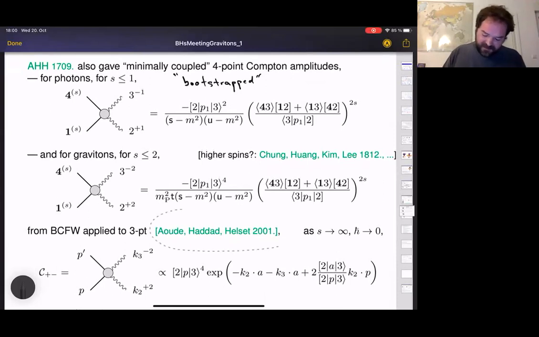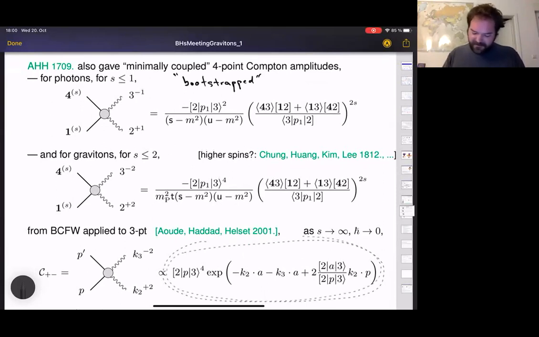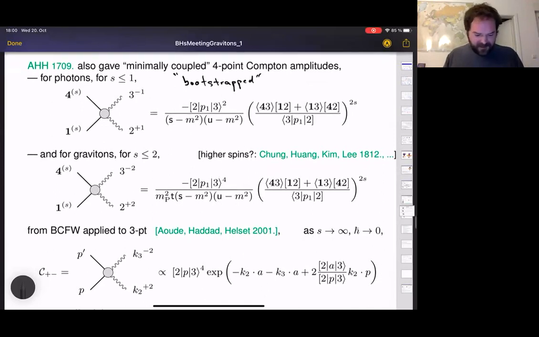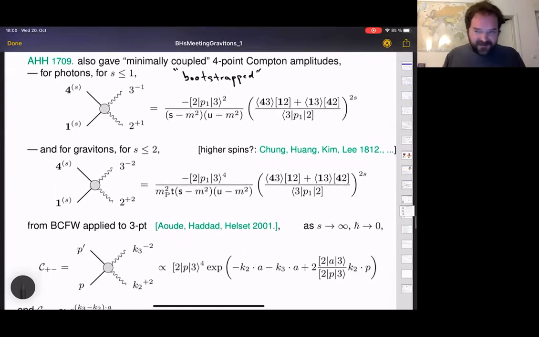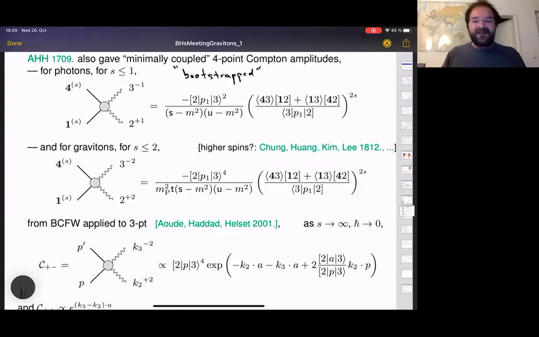In this paper, it was also discussed a good way to translate this into a classical form, which I'm afraid I'm not going to have as much time as I wanted to say anything about that. I see it's already 5 o'clock.